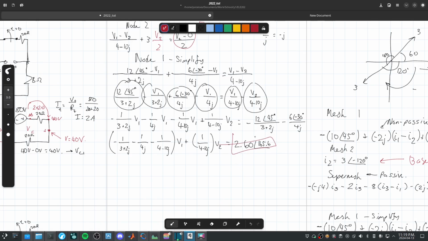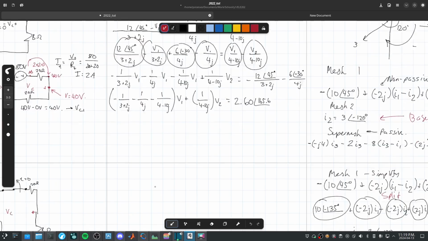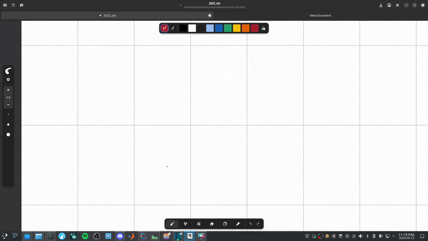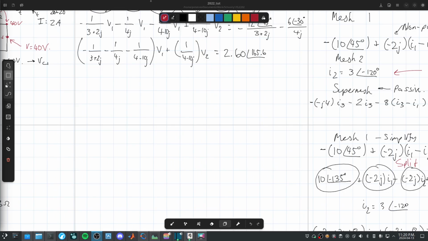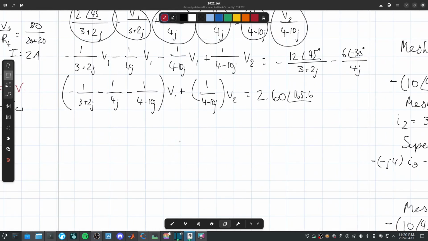So first of all, just a note. The calculation there was wrong. This is the correct answer, not 4.1 with the phase angle of 171. So, I'm mainly just going to look over what I already did. Okay, so let's collect these terms together. So go in your calculator and put in negative 1 over 3 plus 2i minus 1 over 4i minus 1 over 4 minus 10i.